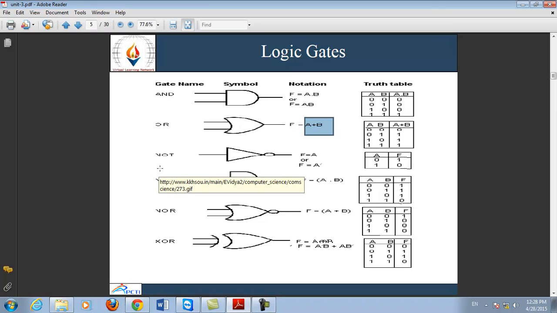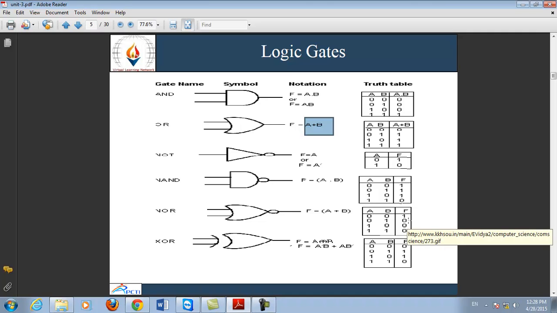Universal means you can apply it anywhere without taking the help of any other gates. You can use it universally without the need of any other gates. You can solve any equation, which can be A plus B, A bar plus B, A plus B bar, any of the equation by simply implementing the NAND and NOR gate. That's why these are called universal gates.